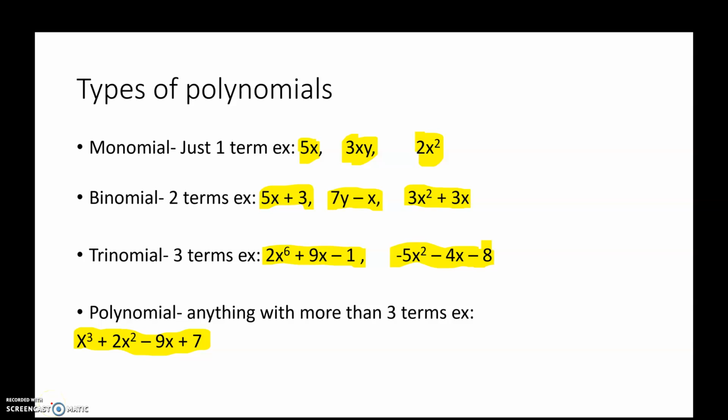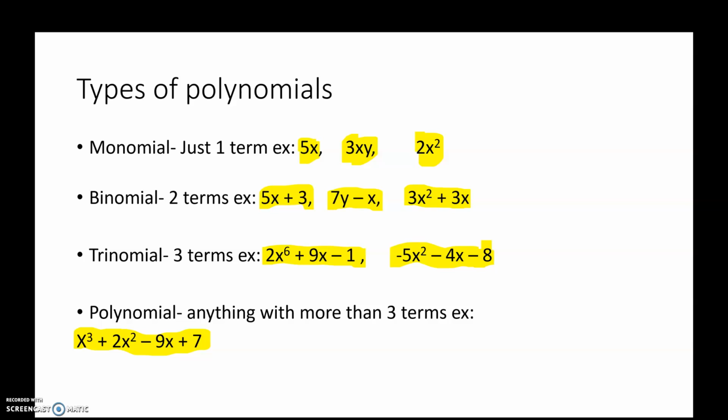Alright, so these are types of polynomials. The monomial, binomial, trinomial, and the general term polynomial. So I tried to highlight them. 5x, 3xy, 2x squared. A term is where you don't have any plus or minus signs. So you'll notice a monomial has no plus or minus signs. Binomials is just going to be two monomials connected with a plus or minus sign. And then a trinomial is going to have three terms. So there will be two plus or minus signs in there.